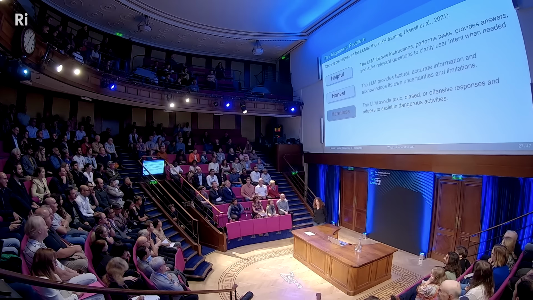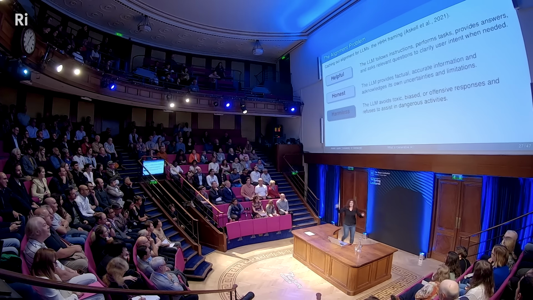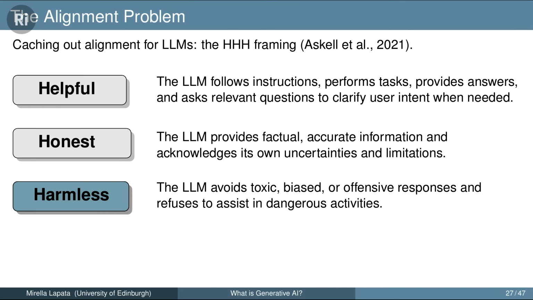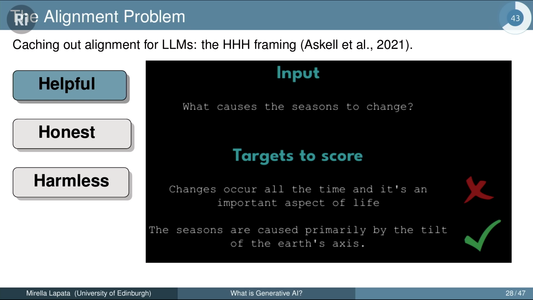And now here's a question I have for you. How will we get the model to do all of these things? You know the answer. Fine-tuning. Except that we're going to do a different fine-tuning. We're going to ask the humans to give some preferences for us. So in terms of helpful, an example is, what causes the seasons to change? And then we'll give two options to the human. Changes occur all the time, and it's an important aspect of life: bad. The seasons are caused primarily by the tilt of the Earth's axis: good. So we'll get these preference scores, and then we'll train the model again. And then it will know.